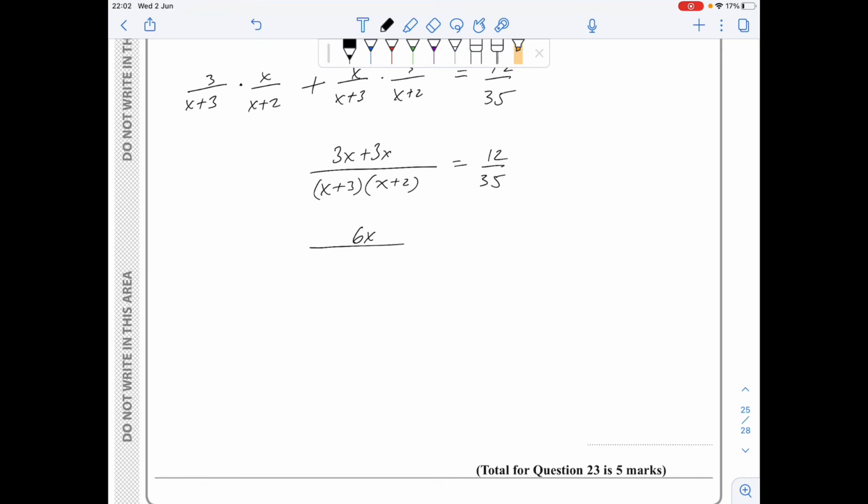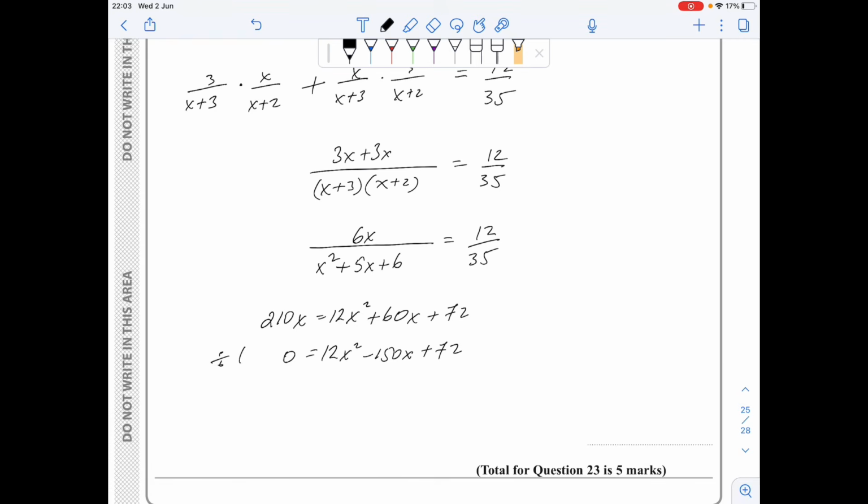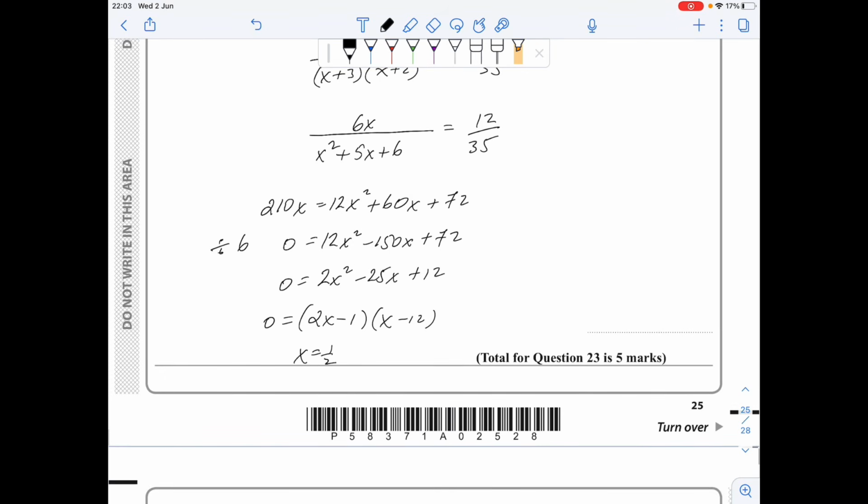I have 6x over, and I will expand, that's x squared plus 5x plus 6, is equal to 12 over 35. I will cross multiply, that's 210x equals 12x squared plus 60x plus 72. Let's take everything to one side: 12x squared minus 150x plus 72. Let's divide by 6: 0 equals 2x squared minus 25x plus 12. And if I factorize, I get (2x minus 1)(x minus 12). So I have two x values, x equals 1 over 2 or x equals 12. But because x is the number of green, it has to be an integer. So x equals 12 is the correct answer, and I will reject the half.